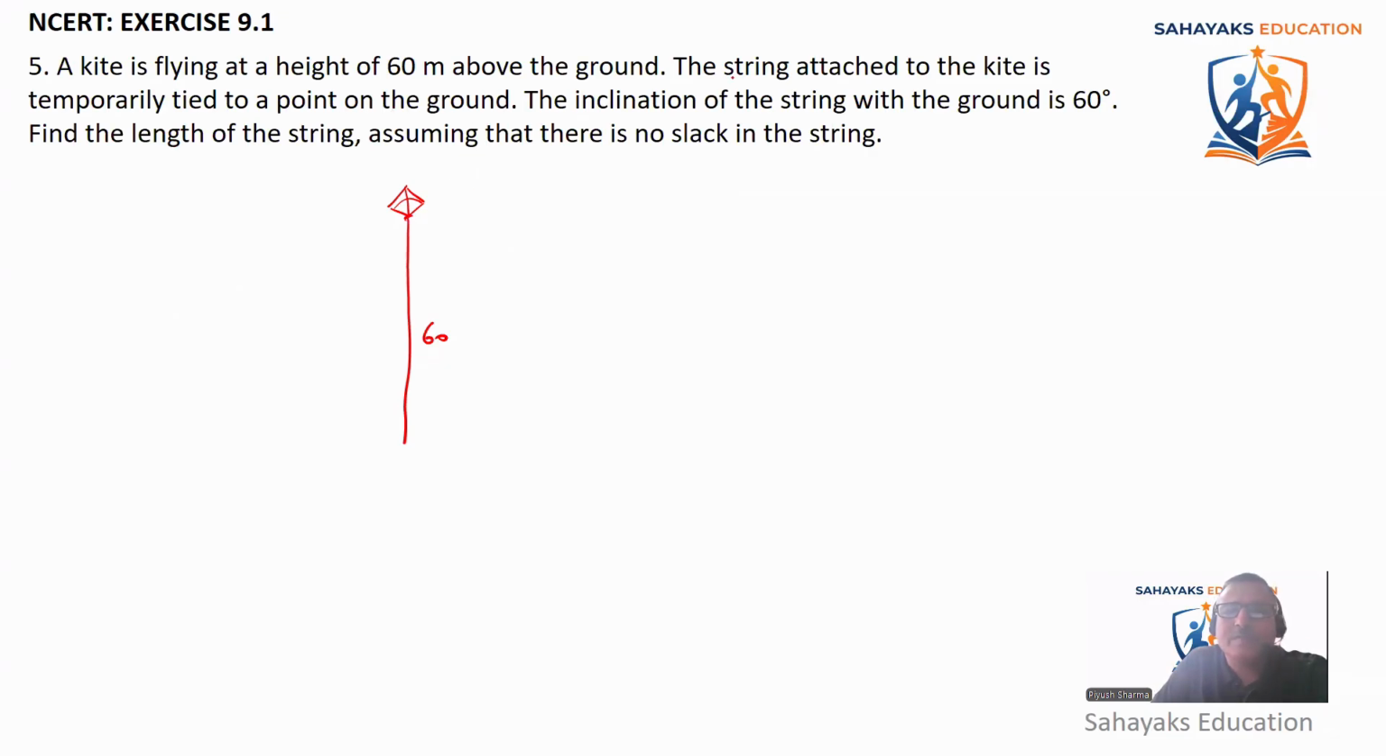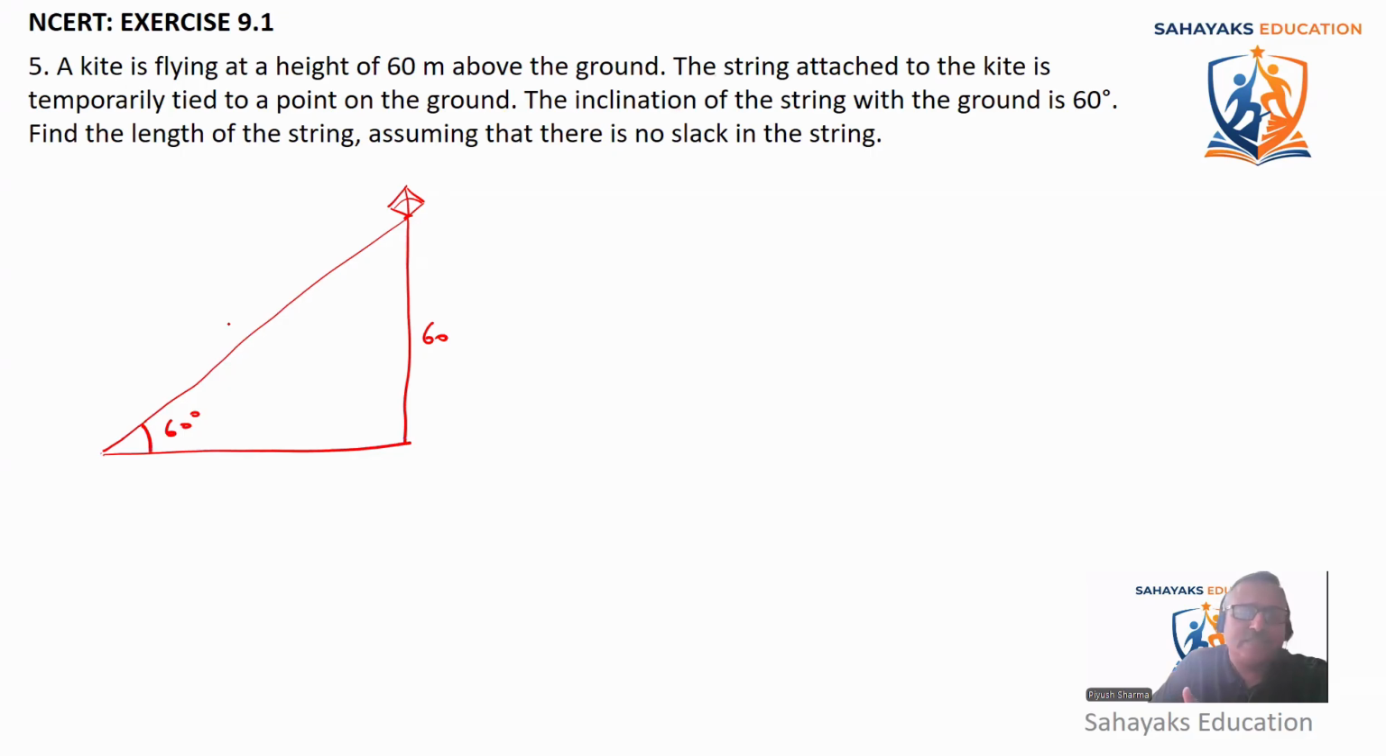Okay. The string attached to the kite is temporarily tied to a point on the ground. The inclination of the string at the ground is 60 degree. From here this string goes to the kite. Okay, if it's straight it doesn't fly. How does a kite fly? It flies only by inclining. It doesn't fly at a 90 degree angle. So this angle is 60 degree. We are flying the kite here at 60 degree. Okay. Find the length of the string.